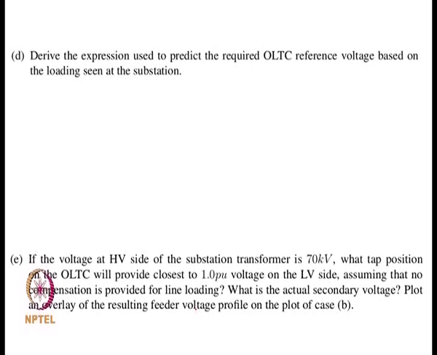So, in the next part of the problem, we are looking at the voltage at the high voltage, and if it is 70 kV, what would be the tap position of the on-load tap changer that would provide closest to 1 per unit voltage on the low voltage side, assuming there is no compensation provided for line loading. So, without the boost action, what would be the voltage, just assuming the primary side voltage has now gone high. So, what is the actual secondary voltage in this particular case?